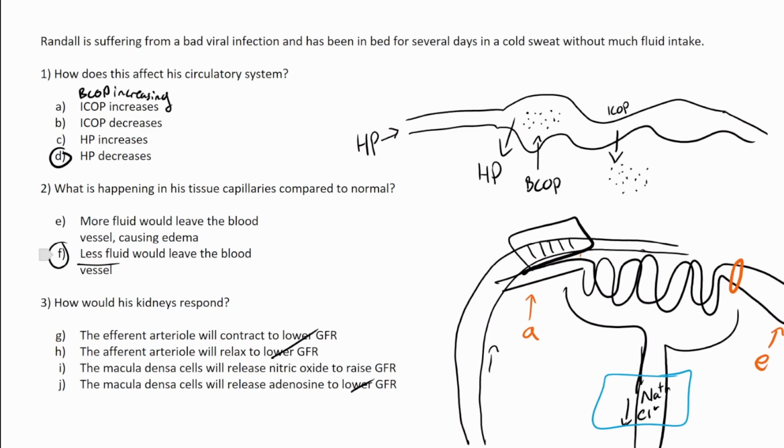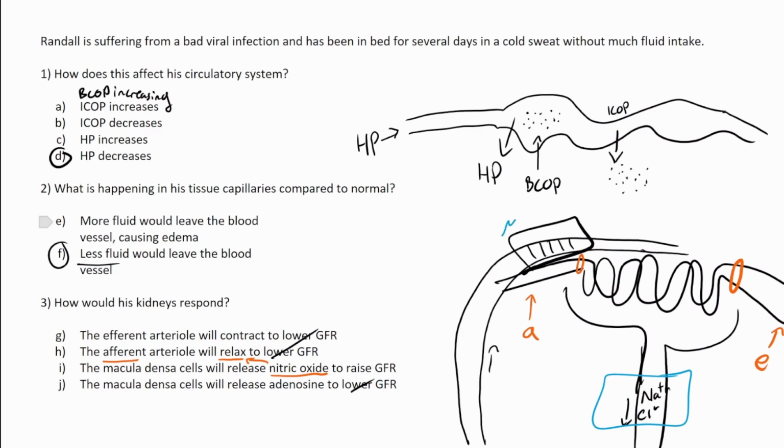Likewise over here, if this arteriole relaxes, it lets more blood in and it'll raise GFR. So those two statements with lower are just false. They need to be raised if they're going to be true. Then the macula densa cells can release nitric oxide onto the afferent arteriole and raise the GFR. Nitric oxide causes the afferent arteriole to relax. That's what it does. And that's how it raises the GFR.